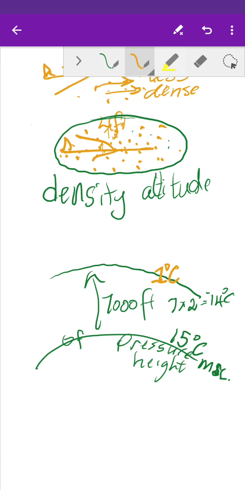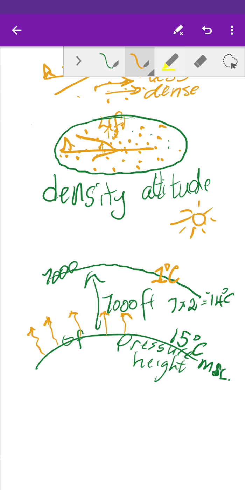Now the thing is, as the sun heats up the ground and you get a higher temperature on the ground, you get heat waves coming off the ground. Heat waves are going to cause the air particles to warm up. And so what will happen on a very hot day? Let's say we're up here at 7,000 feet and the temperature actually is not 1 degree Celsius.